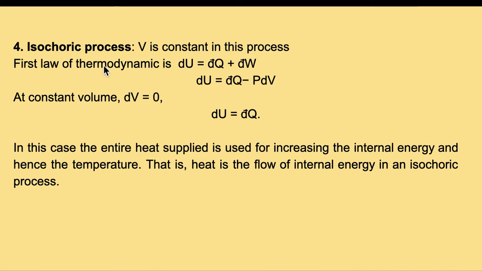And for the isochoric process, our volume is a constant, and this is our first law, dU equals d̄Q plus d̄W, or you can write dU as d̄Q minus PdV. And at constant volume, that means an isochoric process, this dV is 0, since V is constant, so dU equals d̄Q. So in this case, the entire heat supplied is used for increasing the internal energy and hence the temperature. That is, heat is the flow of internal energy in an isochoric process.